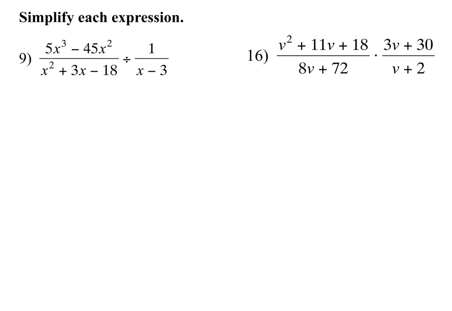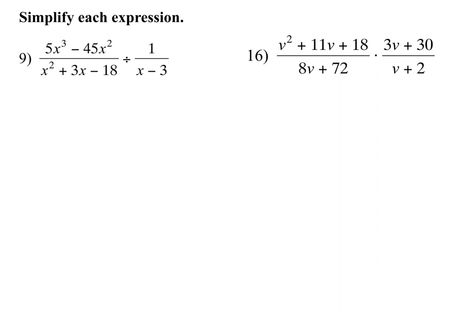So multiplying and dividing are basically the same. You're going to keep, change, flip if it's divide. But basically from there, you're factoring everything and you are simplifying it, right? So I'm actually going to start with 16 because that's multiplication, and then we'll do the other one because that's division. So for multiplication, I can go straight to my factoring.